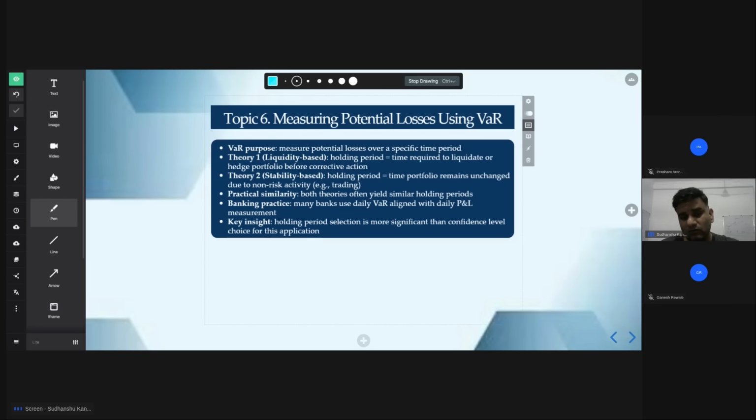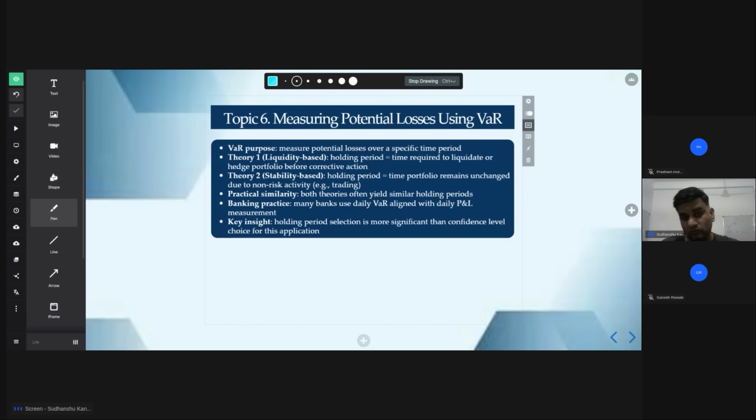What is the purpose of VAR? VAR is designed to measure the potential loss of a portfolio it could experience over a specific time period, given a certain confidence level. Ultimately, we are trying to answer how much I can lose with X% confidence over the next 5 days. There are two main theories of VAR holding period. When we calculate VAR, we must define the holding period, how long we assume the portfolio is held before we take corrective action.